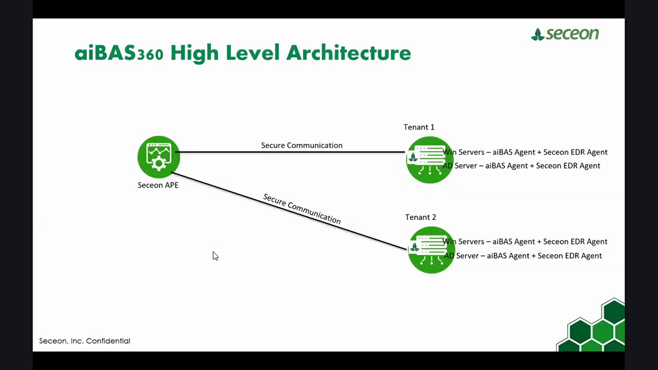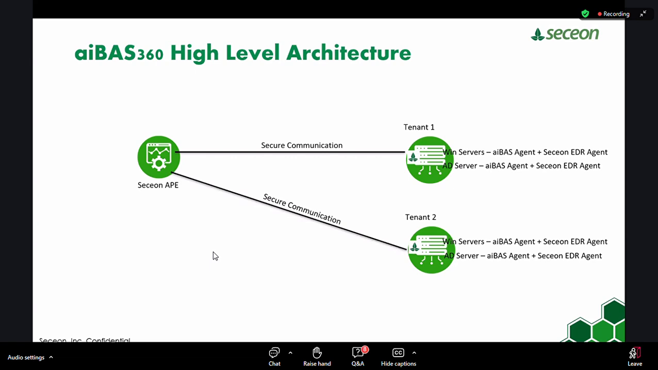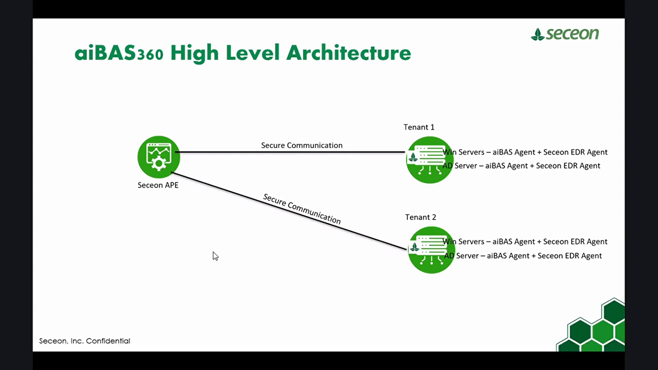So this is the high-level architecture of how it will look. As I mentioned, it is an agent-based approach, with secure communication directly to the tenants over API. Currently we are supporting a Windows EXE-based agent. And as a product, we have also achieved a tenant-based approach, multi-tenancy, for this AI BAS 360.